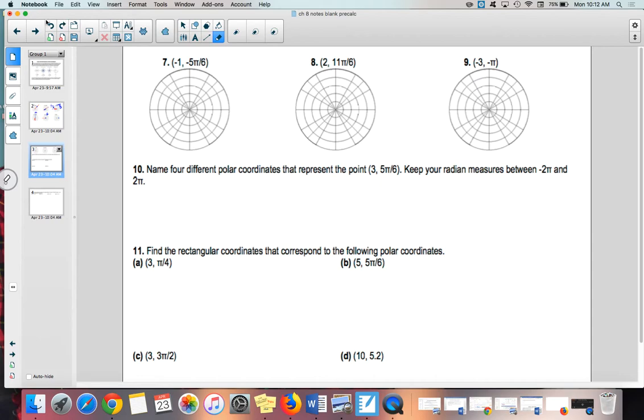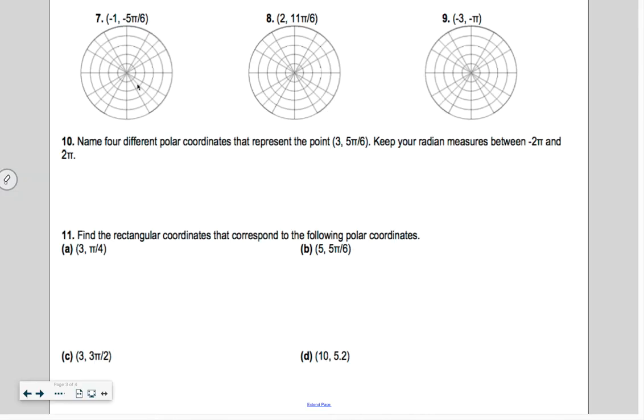All right, let's see. So it says -1, -5 pi over 6. So -5 pi over 6 means we're going in this direction around, right? To 5 pi over 6 in the negative direction. So it would be along this line. Did you guys all have along that line? And then we're going backwards by 1. So we're going to go along this line, really, which will put us right here. Were you guys right there? So you should be right there.